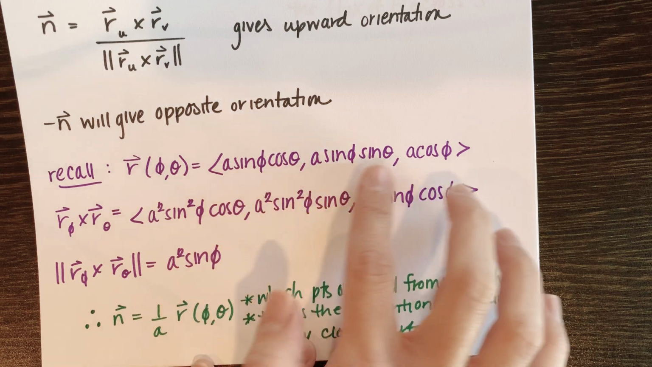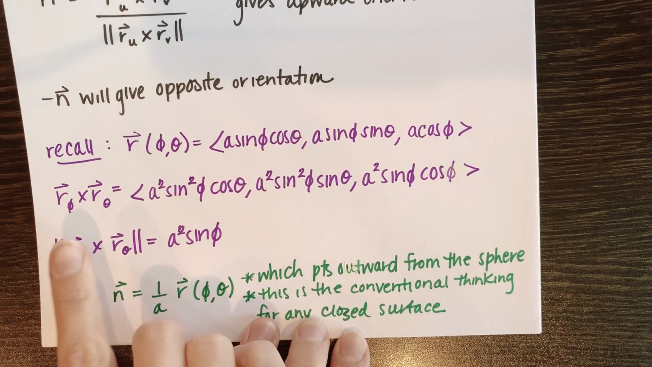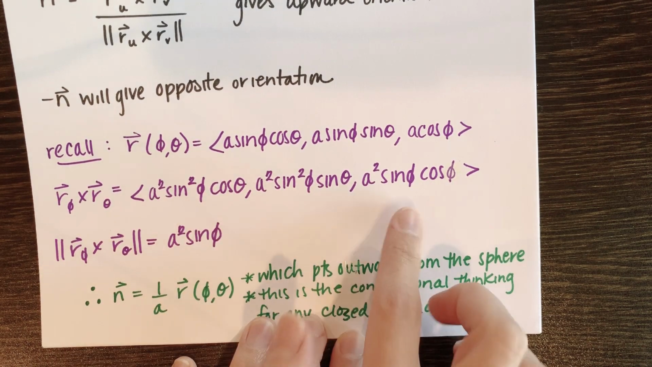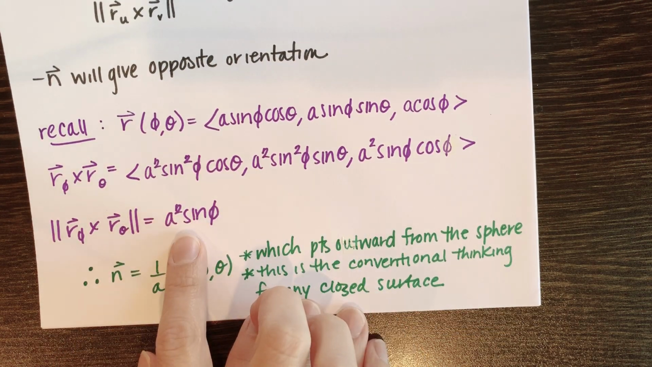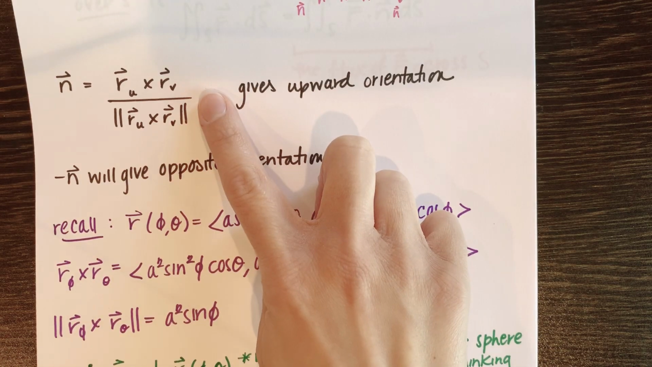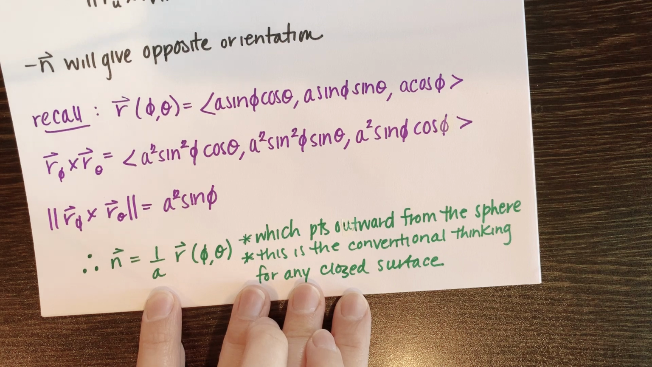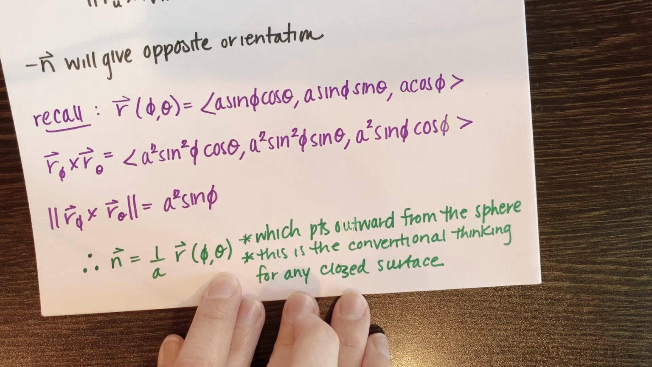I have my parametric, three components for my vector function. I have the cross product with my partials, so I have those in there. We did this already. I have the magnitude of that cross product, and I have a squared sine phi. If I think about how that relates back to n, the unit normal vector, I see that it's just going to be 1 over a times my vector valued function r.